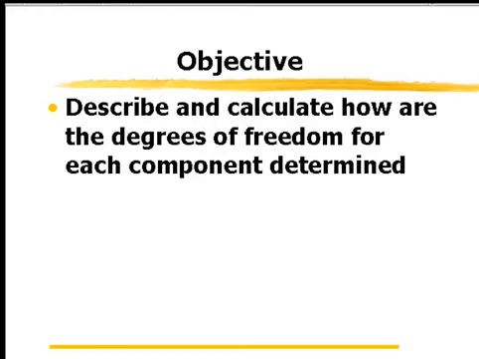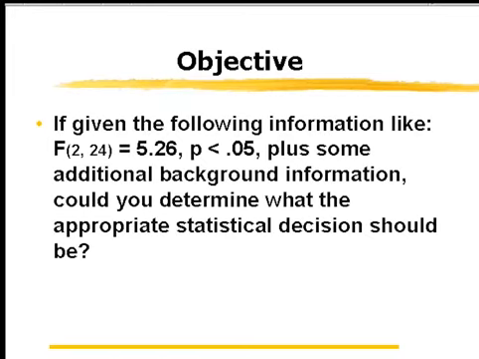Now remember, one of our objectives was to describe and calculate how the degrees of freedom for each component of an ANOVA table are determined. And so we're going to take a second to describe that a little bit more completely. Okay, so one of the objectives was something like, if given the following information, plus some additional background information, you should be able to determine what the appropriate statistical decision should be.